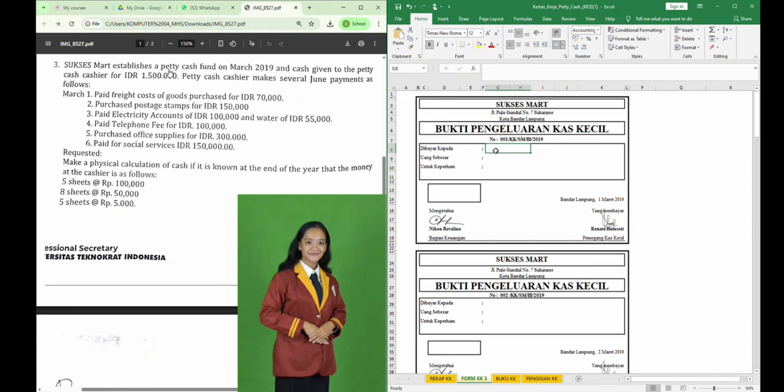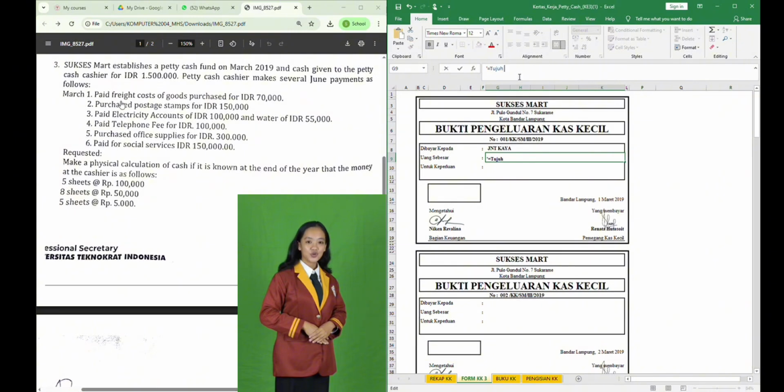Here I will practice and explain how to fill out this petty cash worksheet. I will take an example of a question in the Secretarial Practice Book, page 132, number 3.